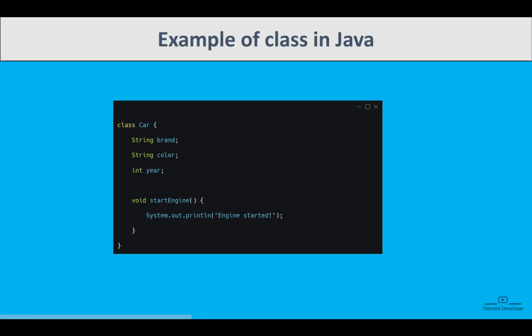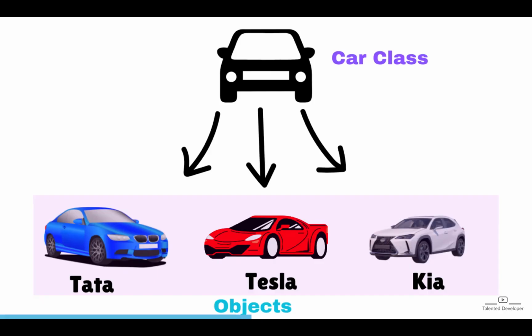So here we define a Car class with three attributes: brand, color, year, and the class also has a method called startEngine, which will print a message when it's called. For now, please ignore what a method is. In upcoming videos we are going to learn it. So Car is a class and it has brand, color, year. That means we have different brands of car: Tata, Tesla, Kia, Hyundai, and all will come under car.